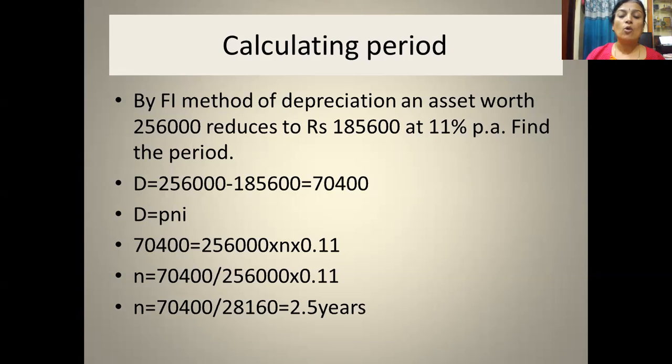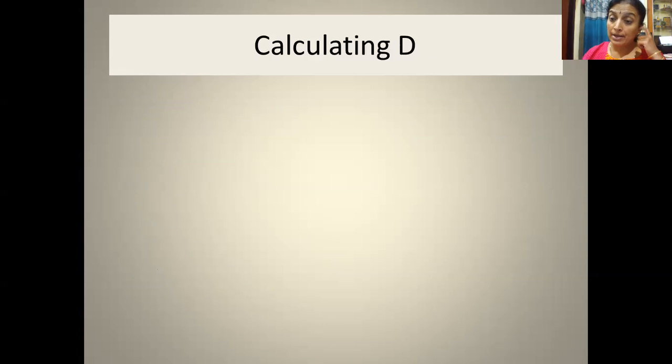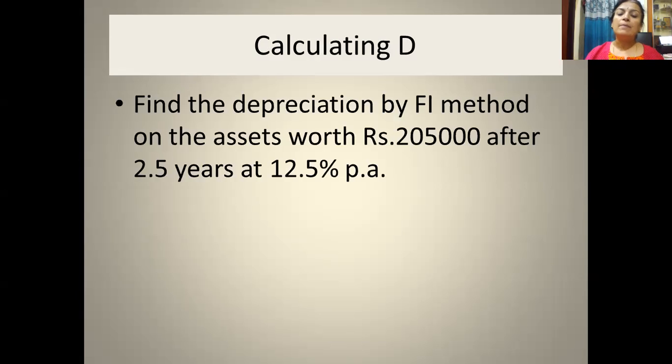Okay friends, now let us solve one more problem, that is calculating the depreciation, that is D. Find the depreciation by the fixed installment method on the assets worth rupees 2,05,000 after 2.5 years at 12.5%. What is given in the problem? Asset worth means P is equal to 2,05,000. 2.5 years is the period, N is equal to 2.5. 12.5% is the rate of depreciation, that is I. I is equal to 12.5 divided by 100, that is 0.125.